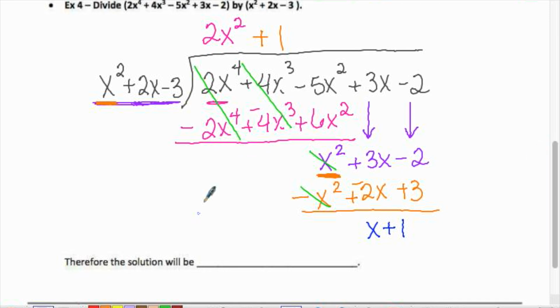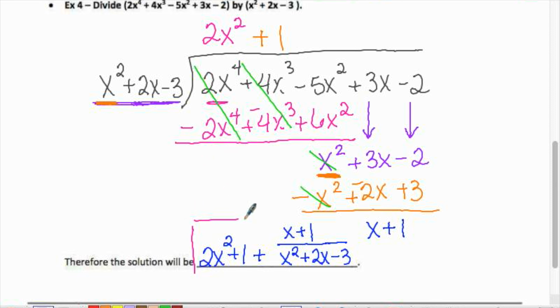So in this case, our solution would be 2x squared plus 1 plus my remainder of x plus 1 over my divisor, x squared plus 2x minus 3. Now, it does not matter which method you are using, either the box method above or the long division method. If you are being asked to divide, this is what your answer should look like if you have a remainder. So it's your quotient plus your remainder over your divisor, and that should happen every time.